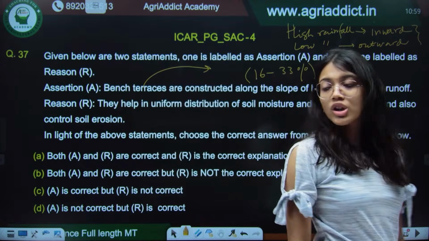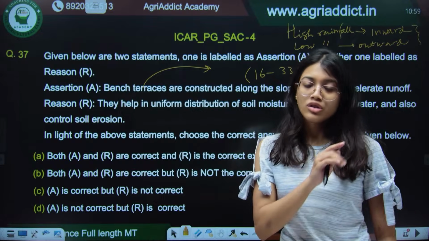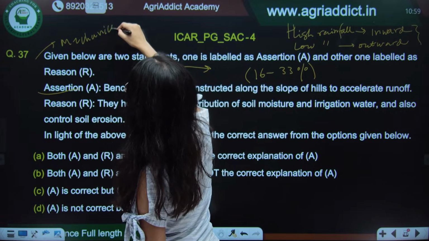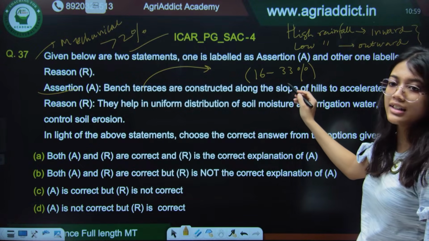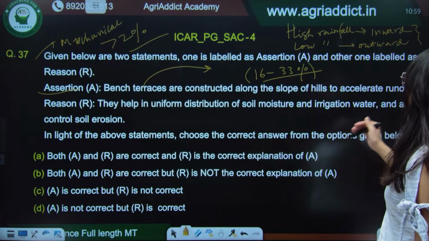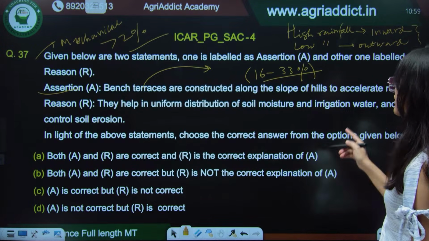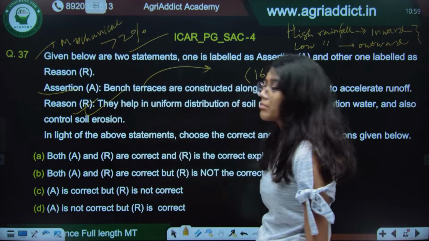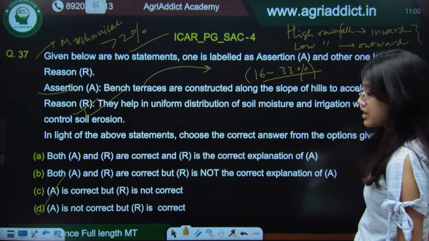Okay. So, bench terraces are constructed along the slope of the hills to accelerate runoff. So, it is a kind of mechanical measure, and we adopt mechanical measures for slopes greater than 2%. Because the slope of our land here is greater than 2%, we are assuming a mechanical measure, so it cannot increase or accelerate the runoff, it will decrease the runoff. And they help in uniform distribution of the soil moisture and irrigation water, and also control soil erosion. So, this statement is correct, but A is not correct. So, option number D will be our correct answer. A is not correct, but R is correct.